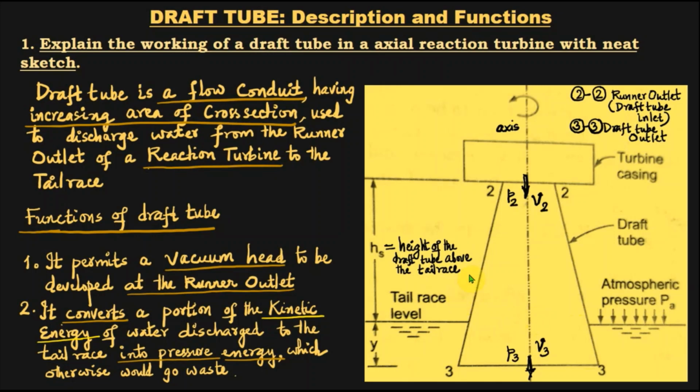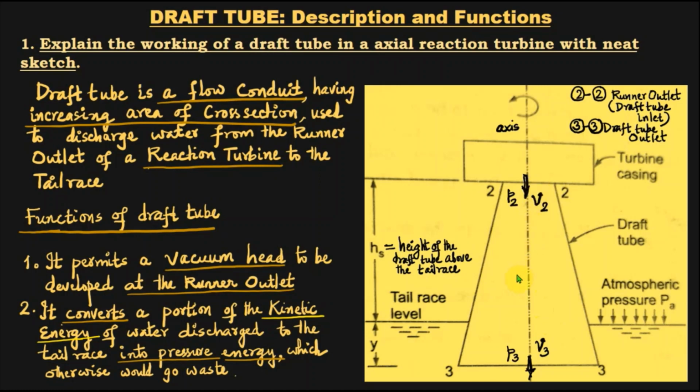And now what is a draft tube? Draft tube is essentially a flow conduit having increasing area of cross section used to discharge water from the runner outlet to the tail race. And what are the major functions of draft tube? If you use a draft tube in a reaction turbine, then it will permit a vacuum head or negative head to be developed at the runner outlet.